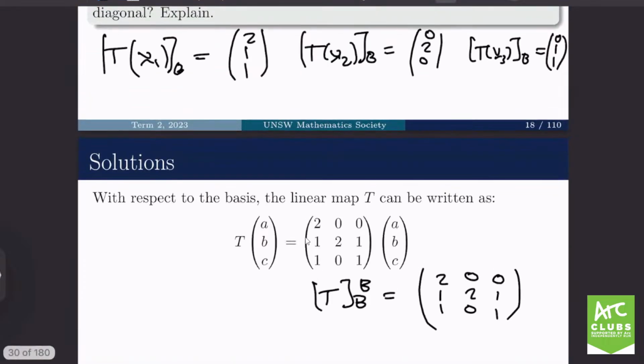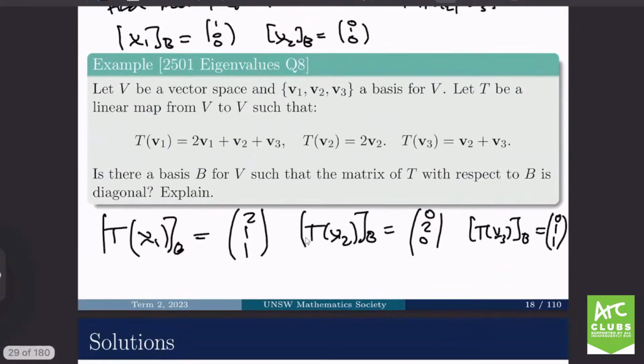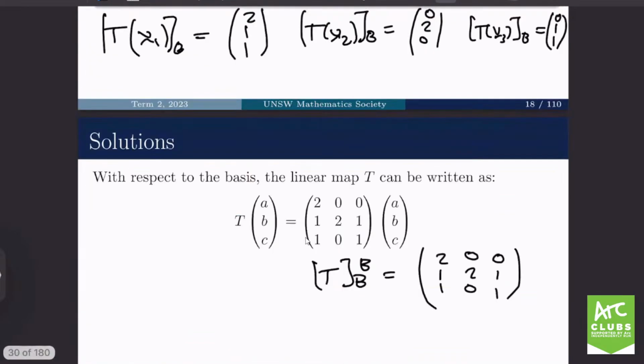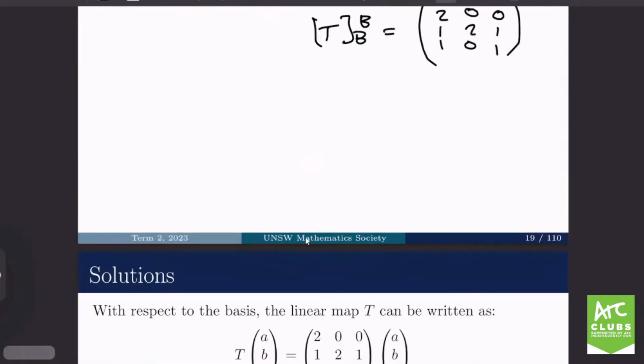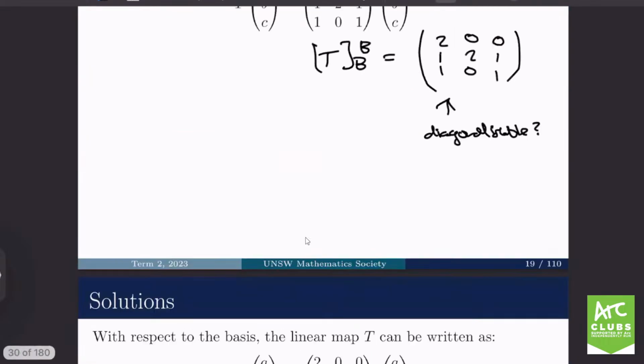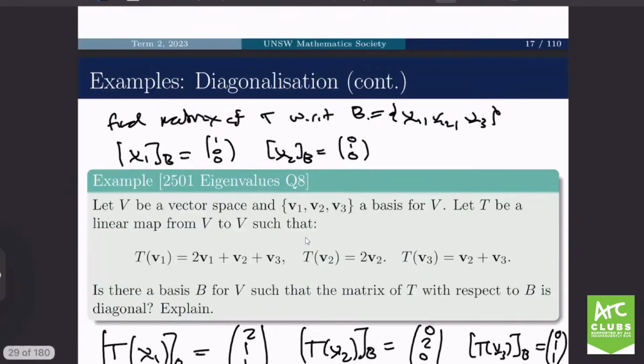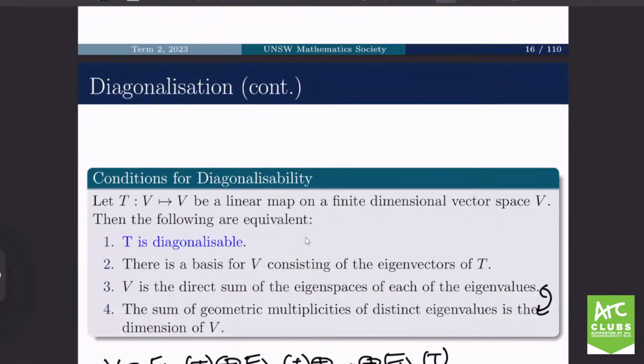And again, that's the same process we looked at last time. You just see, all right, where do my basis vectors go under the linear transformation? Now the question is, is this diagonalizable? Okay, and in order to check whether it's diagonalizable, we need to look at these conditions. So the main question is, is there a basis of V consisting of the eigenvectors of T?